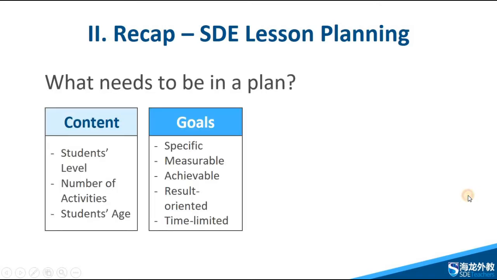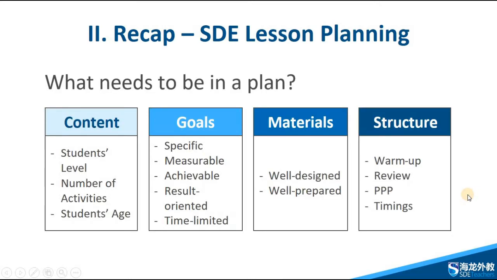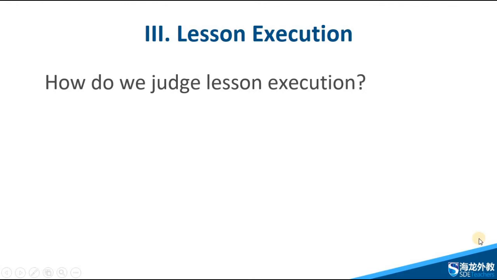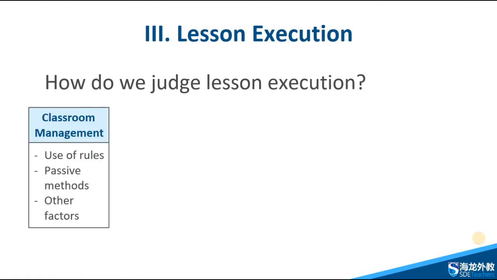And finally, we want to consider all four of these things together when we're assessing your lesson, when we're observing your lesson. So, having already established the plan, we now want to consider how that plan is executed in the lesson. So we need to look at lesson execution. So how do we judge lesson execution?